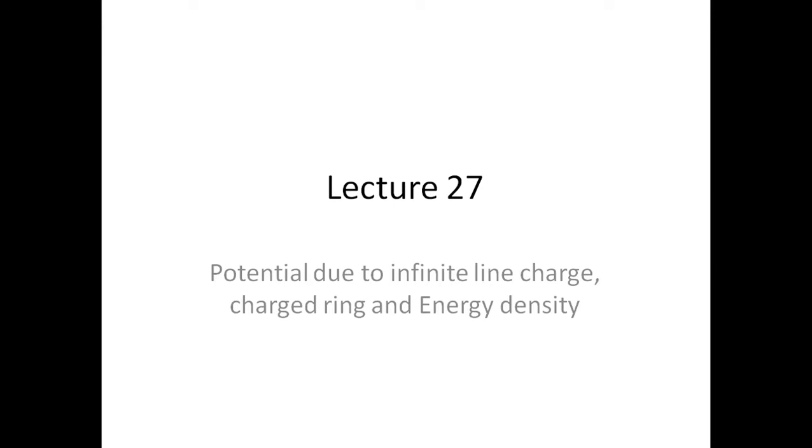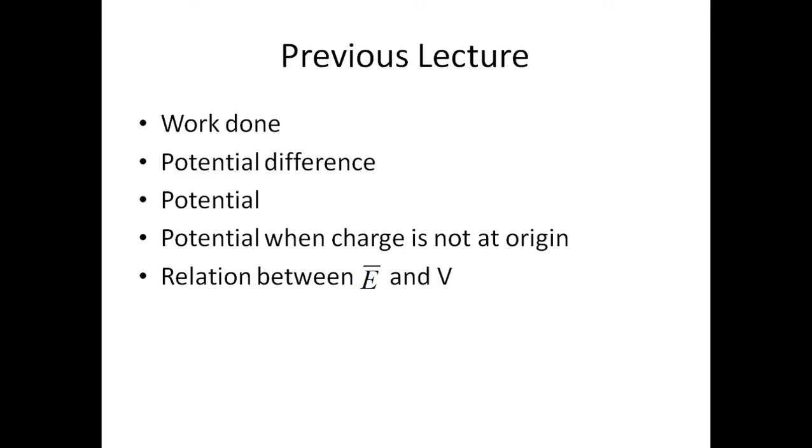So in today's lecture we'll discuss potential due to an infinite line charge, a charged ring, and we'll also discuss energy density, right? So in the previous lecture, let's just recap what we discussed in the previous class. We discussed work done, and we considered one point: in the presence of a charge, if we move a charge from point A to point B, what will be the work done? That we have discussed in the previous lecture.